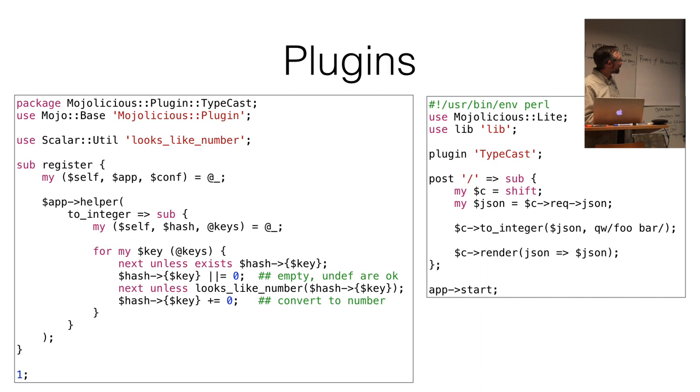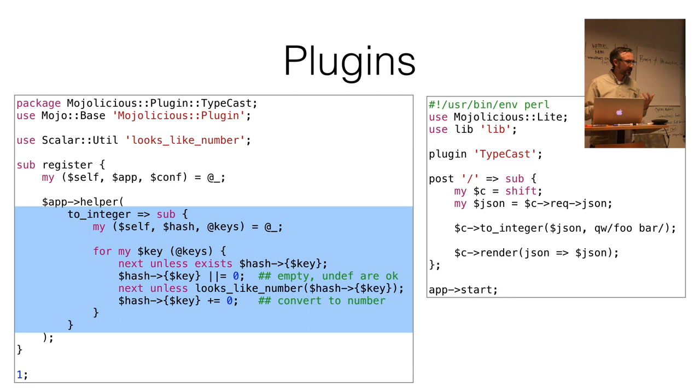Here we have a plugin that creates a new helper called toInteger. This isn't the important part. This could be anything, but there's a little bit of relevance here. This takes a hash reference and a list of keys, and it goes through that hash and checks to see is this key an integer, and it will integerify it by doing a plus zero on it. It converts it internally to Perl's an IV, if you're familiar with the internals of Perl, so that when you serialize this object over JSON, you don't get 5 in quotes, you get actually the integer 5. So this is a fairly common use case for this.